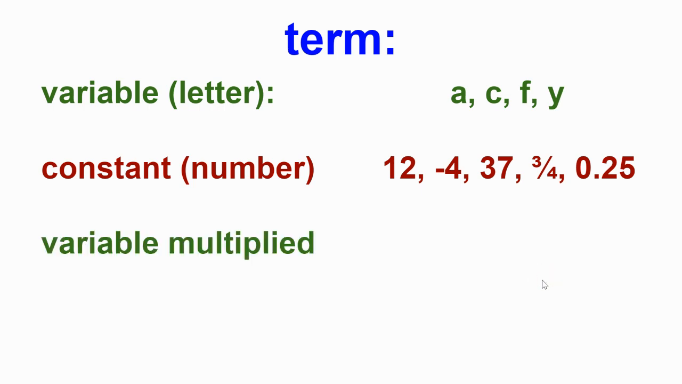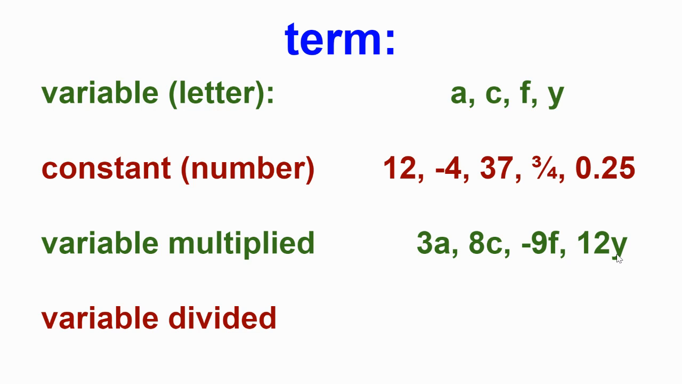A variable multiplied can also be a term. So these here that have numbers in front of the variables, 3a, again, 3 times a, 8c means 8 times c. Negative 9f means negative 9 multiplied by f, and 12y means 12 multiplied with y. Those are also terms, but it can also be a variable that's divided, right? And a divided by 5, c divided by 2, f divided by 8, y divided by negative 3. These are, again, examples of terms. A lot of different possibilities.